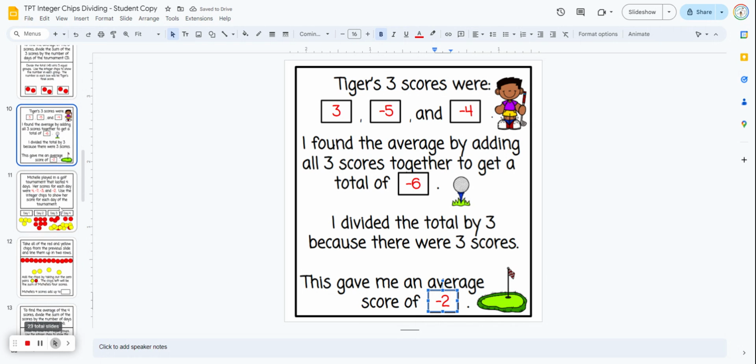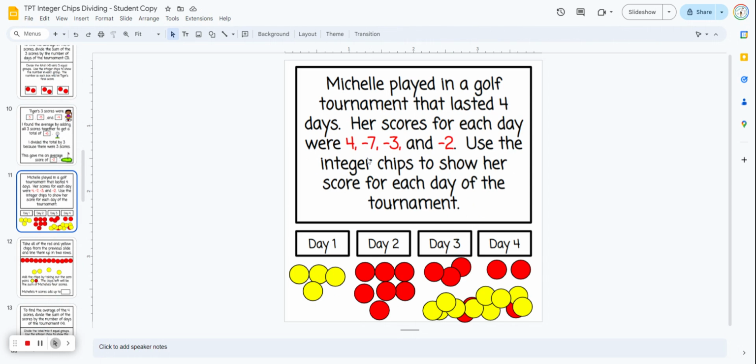Now we're going to go through one more example. This is a tournament and Michelle's playing in this tournament, and it's a 4-day tournament. So in order to find the average, we have to add the scores together and then divide by 4 because there were 4 days in the tournament, or 4 scores. So I've done part of this for them just to save time. So again, they're going to move the chips into place. Day 1 was a score of 4, day 2 a score of negative 7, negative 3, and negative 2.